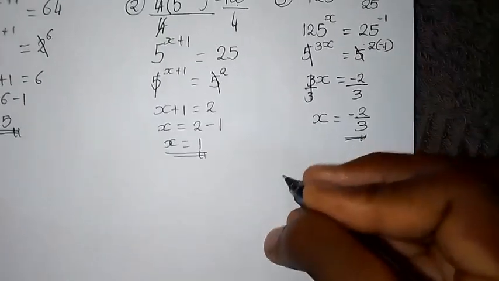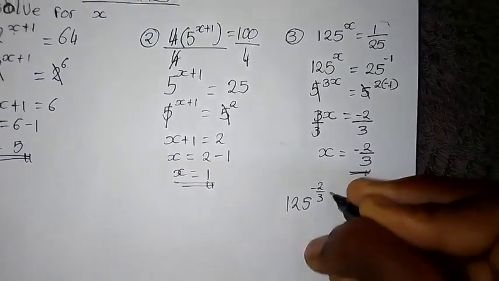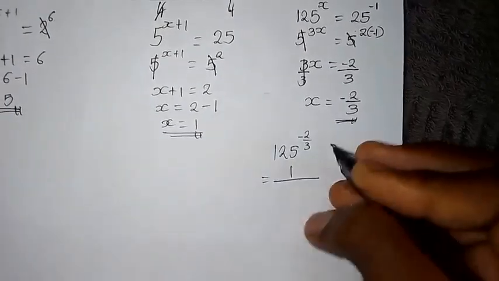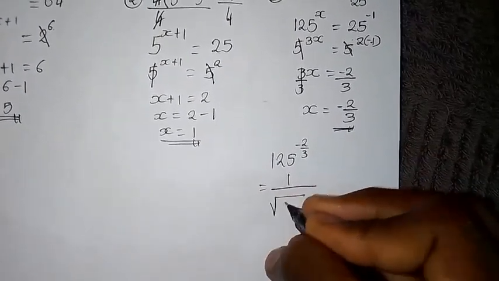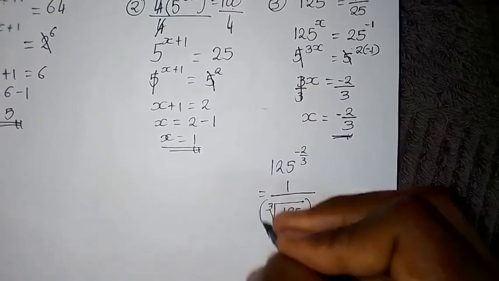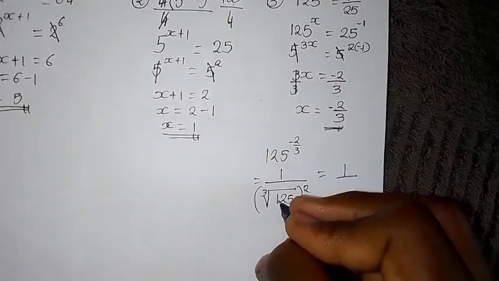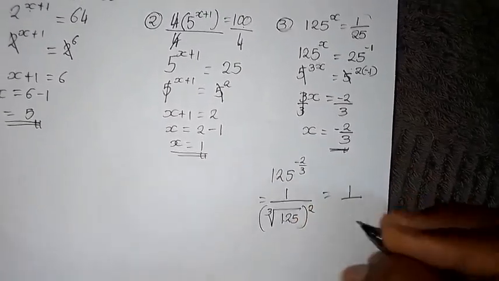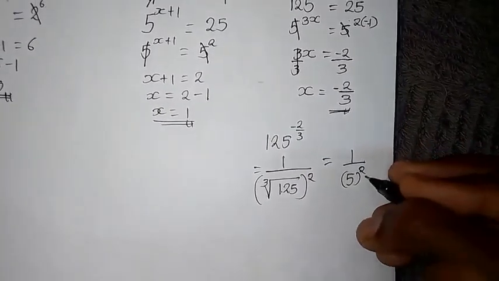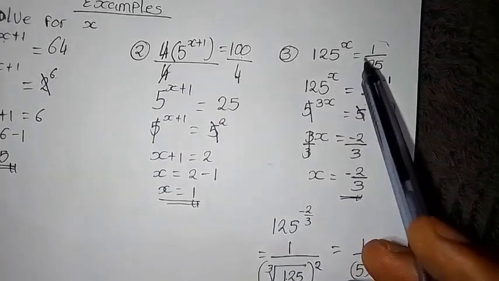So this is going to be 125 raised to the power negative 2 over 3. So this one will be 1 over the cube root of 125. Then after that, you square it. So this is going to equal 1 over the cube root of 125, which is 5, and 5 squared is equal to 25, which returns you back to the answer here. Have you seen? That's how you prove it.